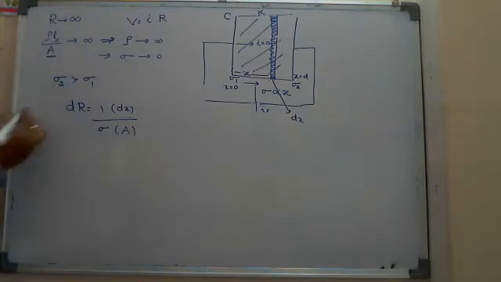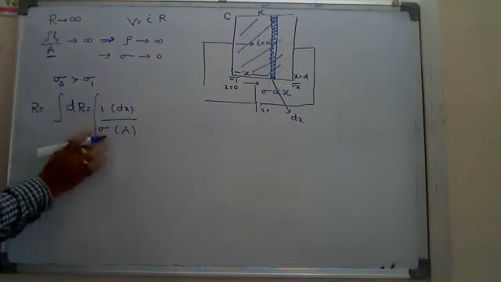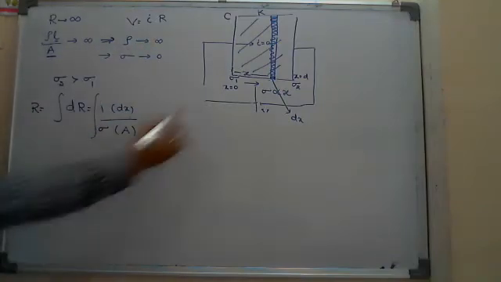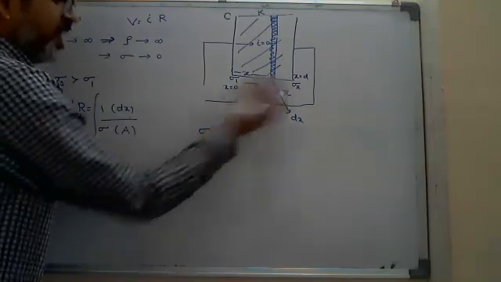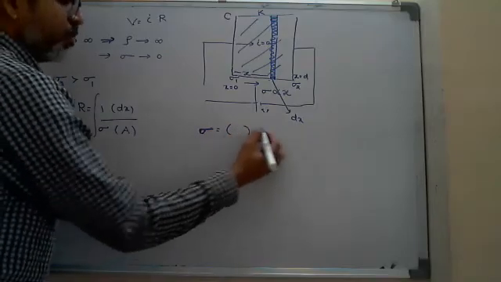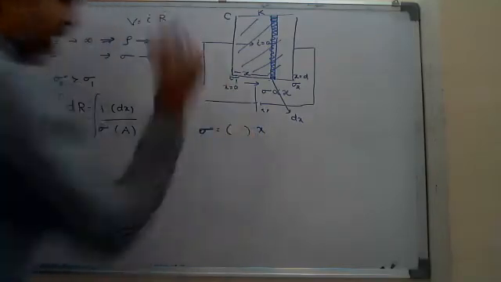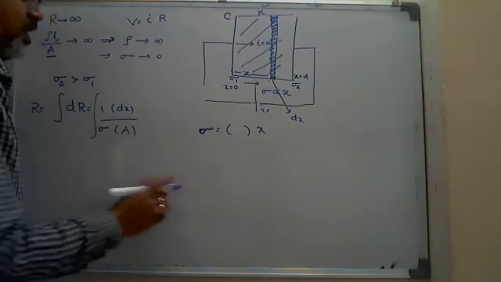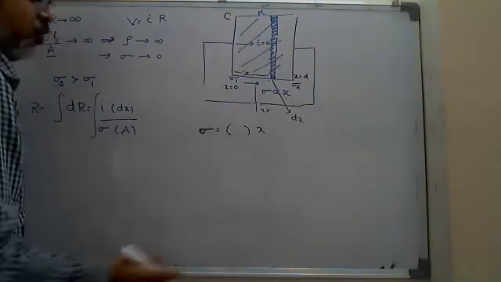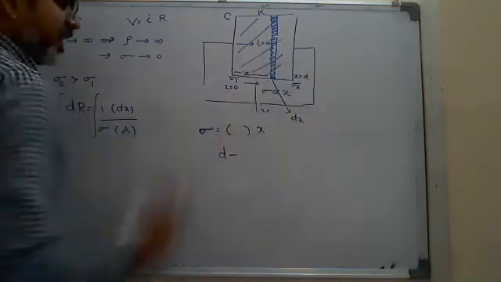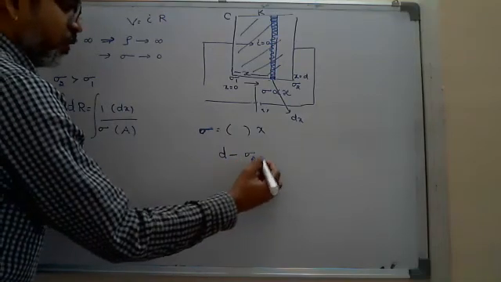So if you want R, you just have to integrate this part. Before integrating, we have to substitute sigma. That sigma is not directly given. Sigma is directly proportional to x, meaning it linearly increases. Linearly increases means sigma equals some constant into x. That constant is not given here. For that, generally we write sigma 1 there, sigma 2 here, and for the total length of d, the change in sigma we find out as sigma 2 minus sigma 1.